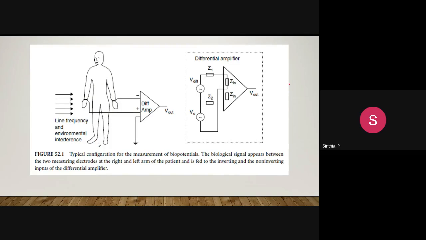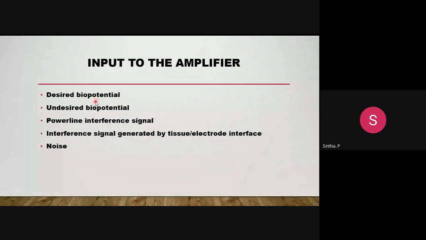So the input to the amplifier will consist of 5 components. The first one is the desired biopotential. Second one is undesired biopotential that may also be generated. Third one is power line interference signal, which will be of 60 hertz, and its harmonics. Next, interference signals generated by the tissue electrode interface. Lastly, the noise. So for all these parameters considered, the proper design of the amplifier is required.